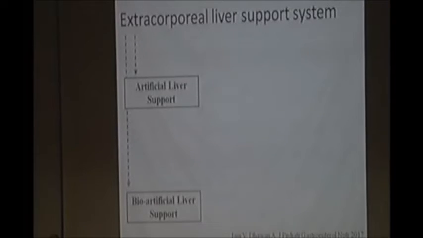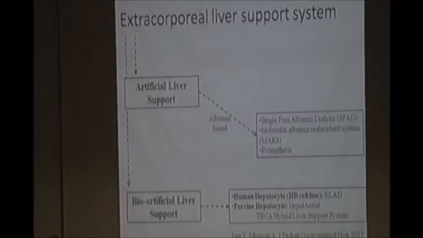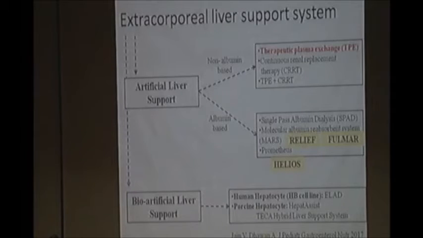Just for the uninitiated, the new students, extracorporeal liver support systems include artificial liver support and bioartificial liver support, which could use human hepatocytes or porcine hepatocytes. Artificial liver support can be albumin based or non-albumin based. So I'll be taking up therapeutic plasma exchange, which is a non-albumin based artificial liver support system.